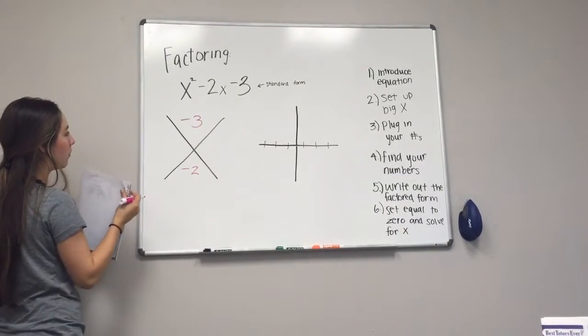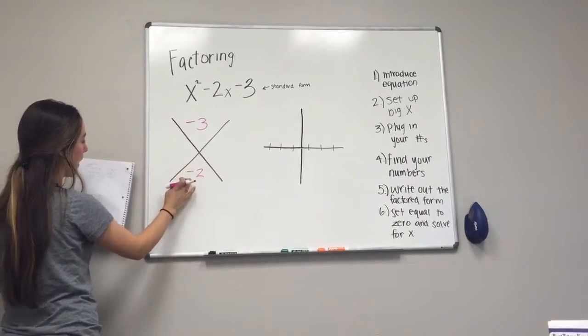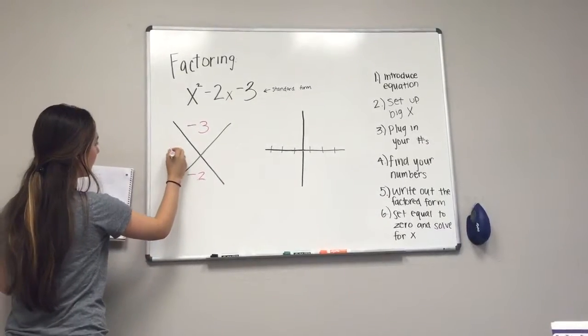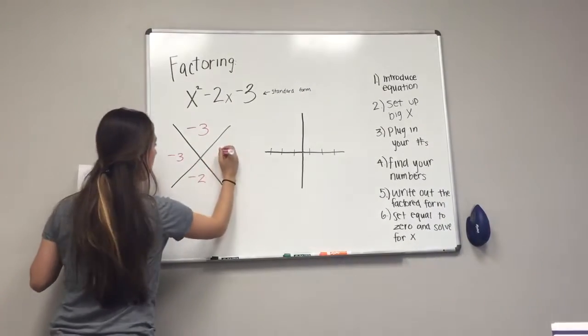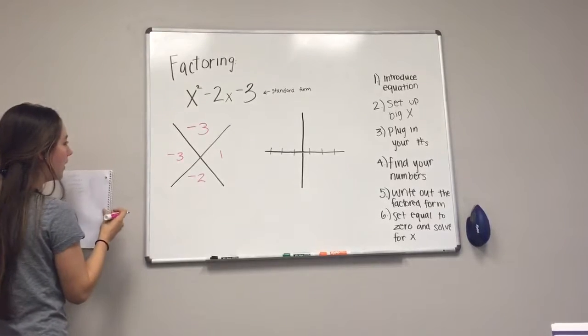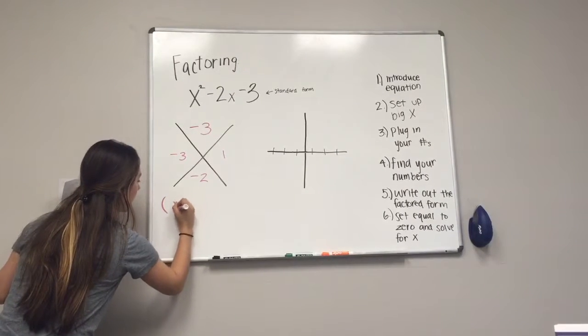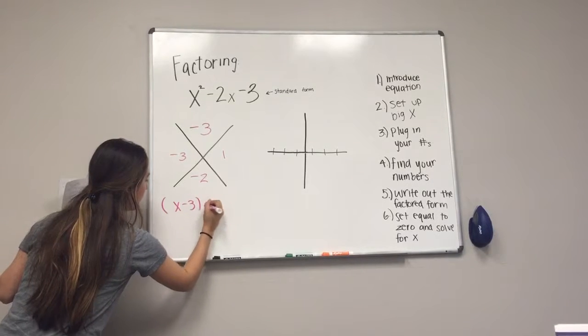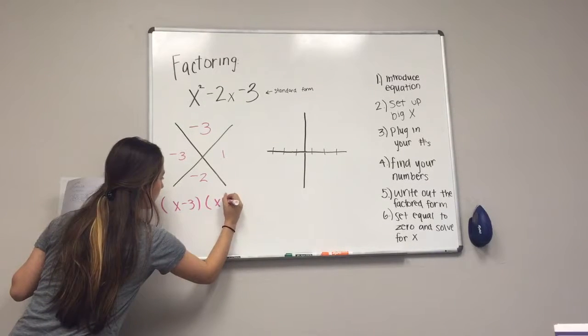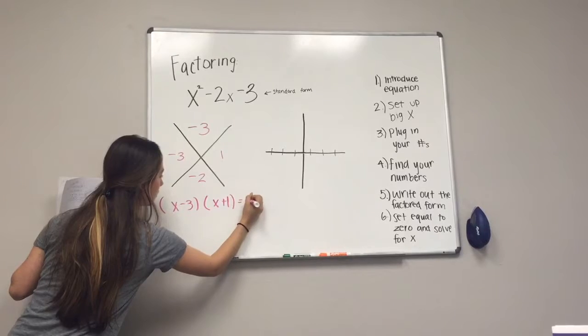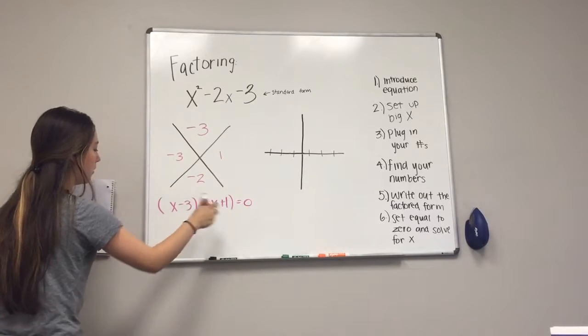And then you want the numbers that multiply to -3 and add to -2. So it's -3 and 1. And then the next step is you're going to write that in factor form. So that's going to be x minus 3 and then x plus 1. And then you want to set those individually to 0.